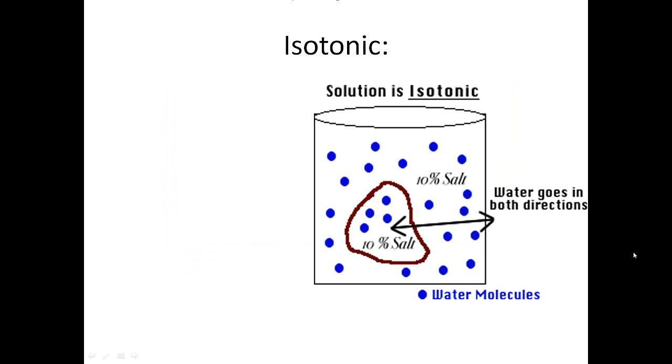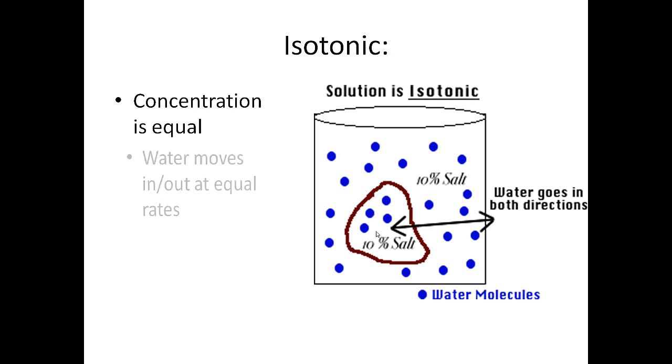An exception to the rule is when something is isotonic. Iso means equal, and you have to look at the amount of concentration here. If you look, on the outside we have 10% salt. Inside we have 10% salt. The concentration of the solute is equal. Therefore, water is going to move in equally within the cell, without the cell. In and out equal because our concentration is equal.